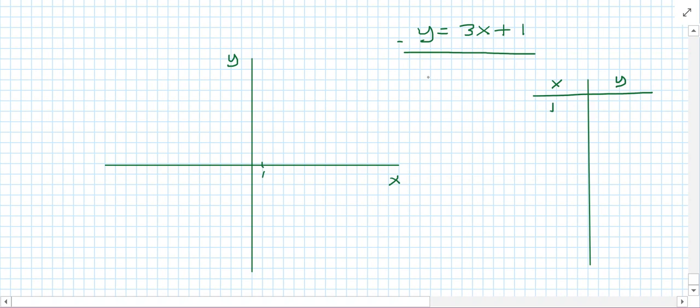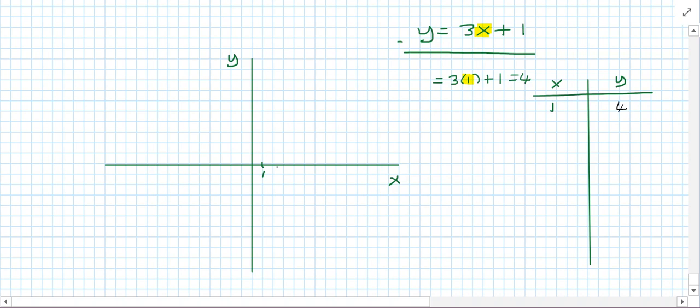So what we can say is that when x is 1, y is going to be equal to 3 times 1 plus 1, which is equal to 4. So we can see here that we've taken this function and we've put in a value into it. And what this does is it gives us the value for y. So when x is 1, y is equal to 4.